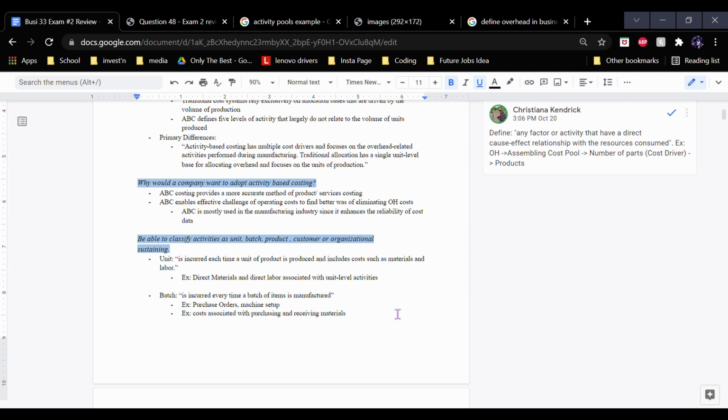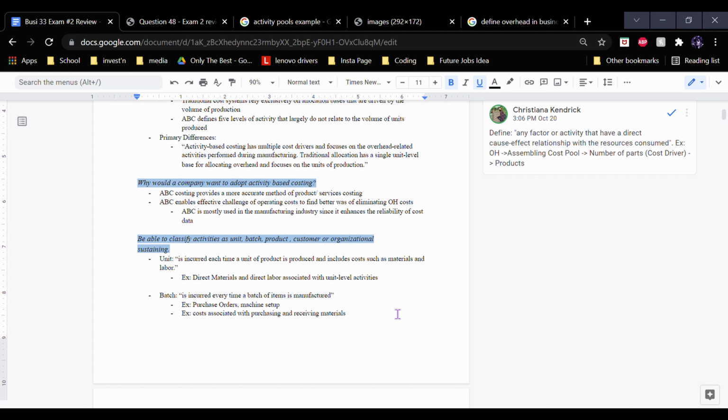Activity-based costing is also mostly used in manufacturing industries since it enhances the reliability of cost data, because manufacturing industries, separate from like smaller owned businesses, they also have the money to actually pay for this to be done, since it is extremely expensive and time consuming. Bigger industries have to be careful of time management along with pricing and then consumer demand and then price fluctuations. They have to be more precise and attentive to different things compared to a smaller business.